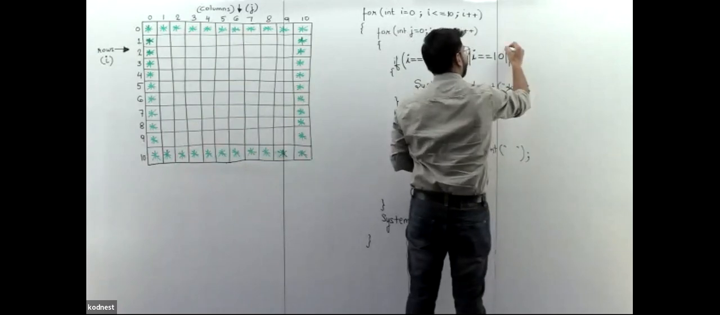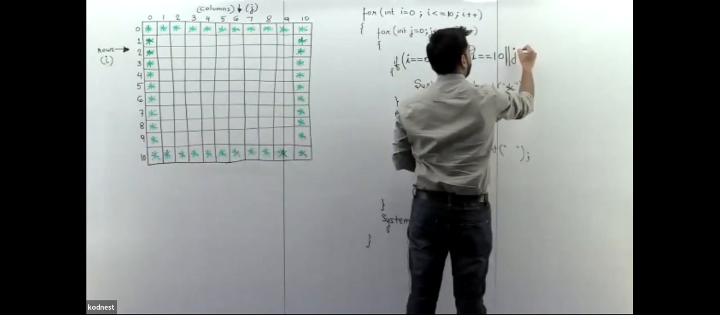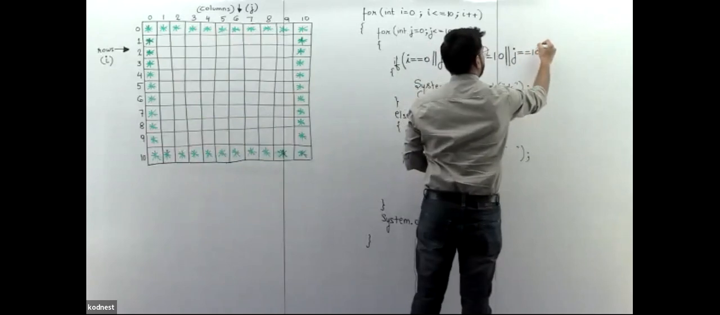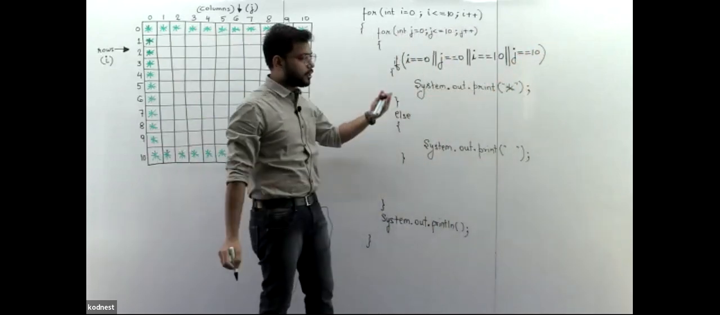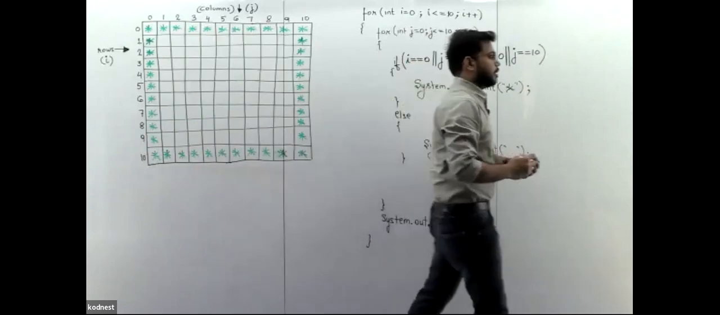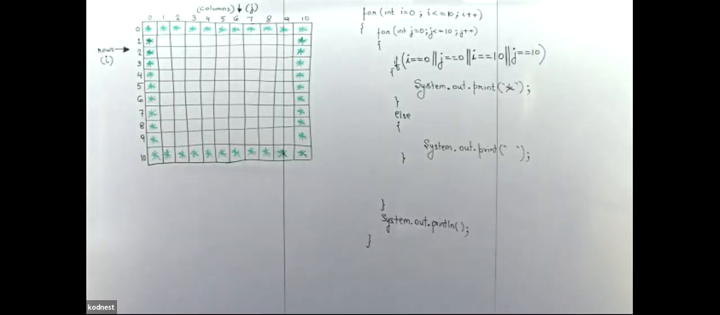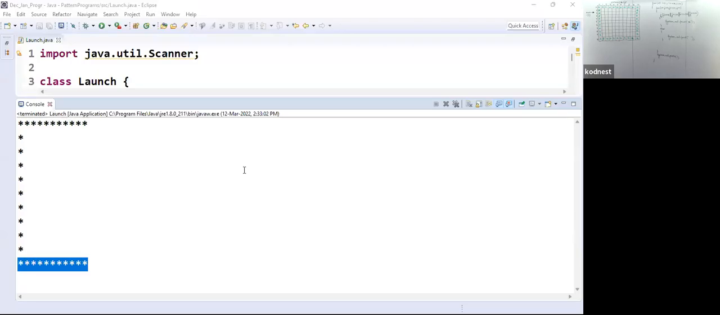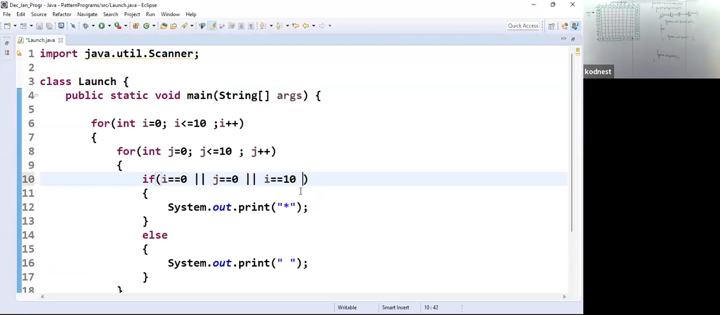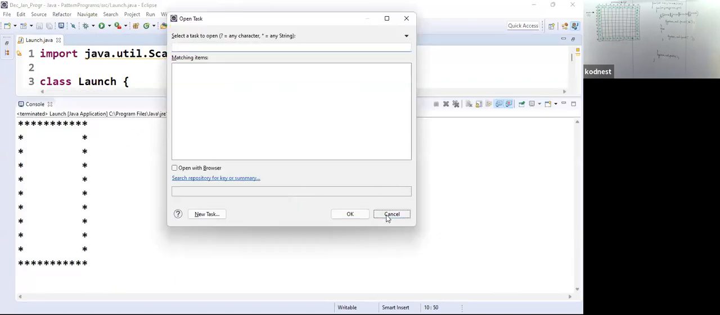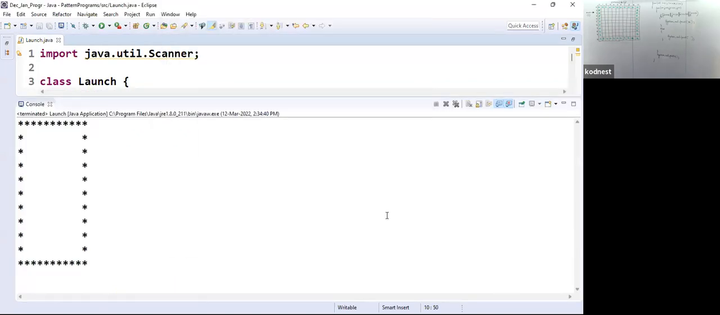if J value is 10, please print the stars, otherwise print the space only. I will again share the screen. I will come here. Now I will tell or J is equals to 10 and at that point of time I want to print the stars and you can see now perfectly, properly I am getting the output also.